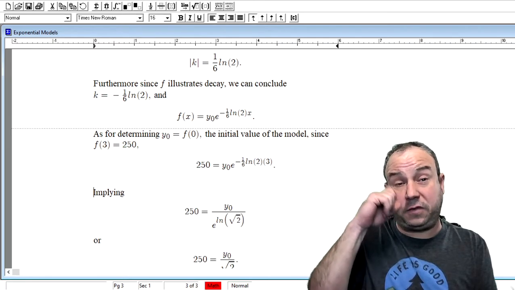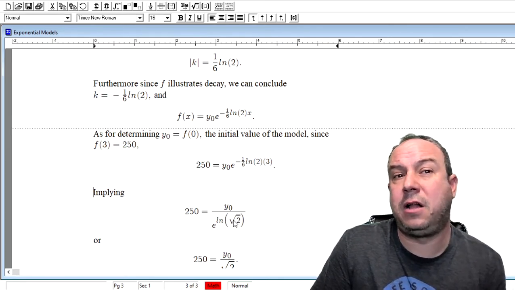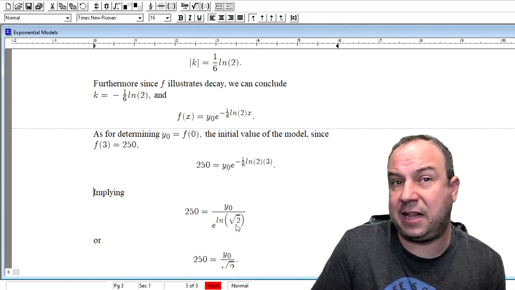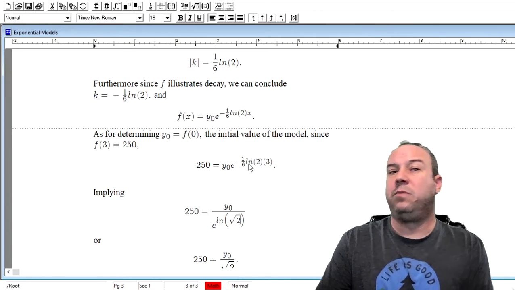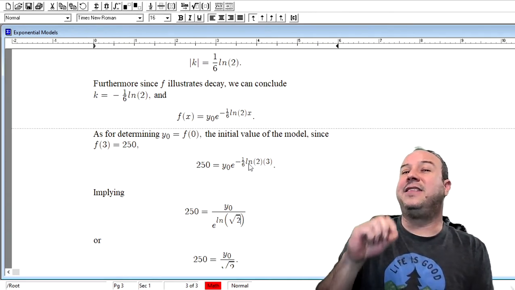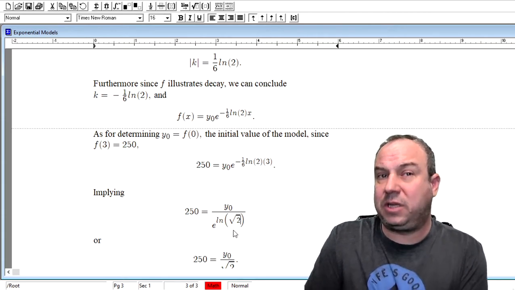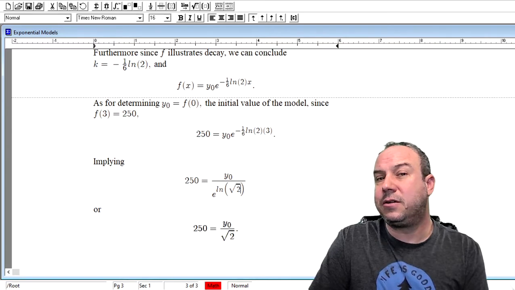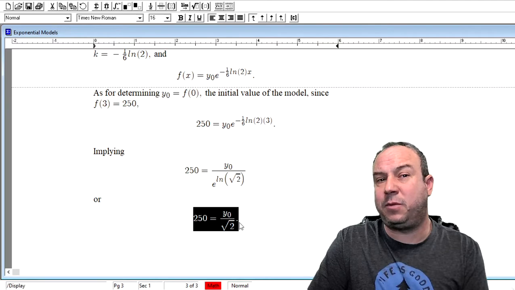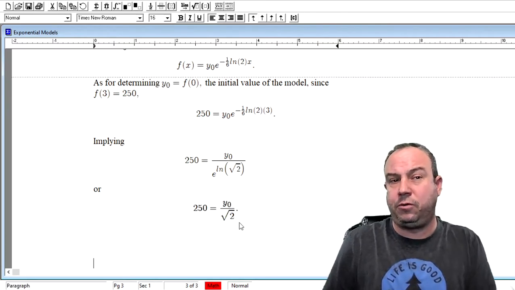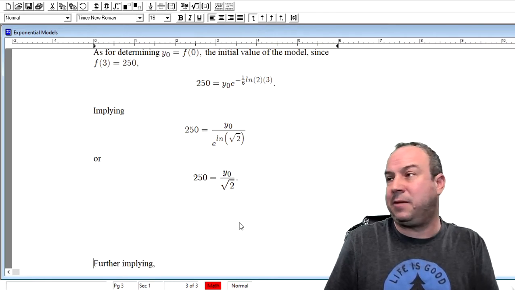Implying that 250 must be equal to y null over the value of e to the ln of the square root of 2, because negative 1/2 would move that to the denominator, and the 1/2 could move inside the ln as a radical, which we can write as such. And the e to the ln will then cancel, giving us 250 must be equal to y null over the root 2, further implying that y null must be equal to 250 times the root of 2.